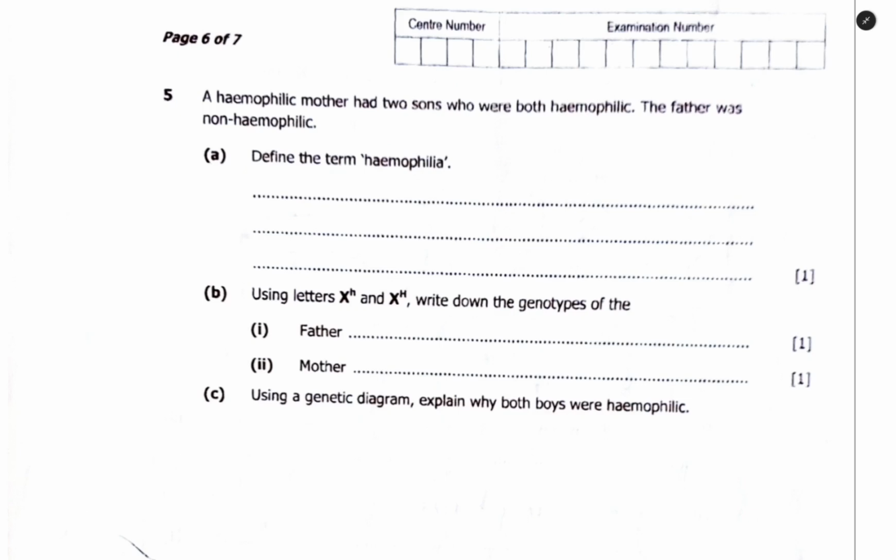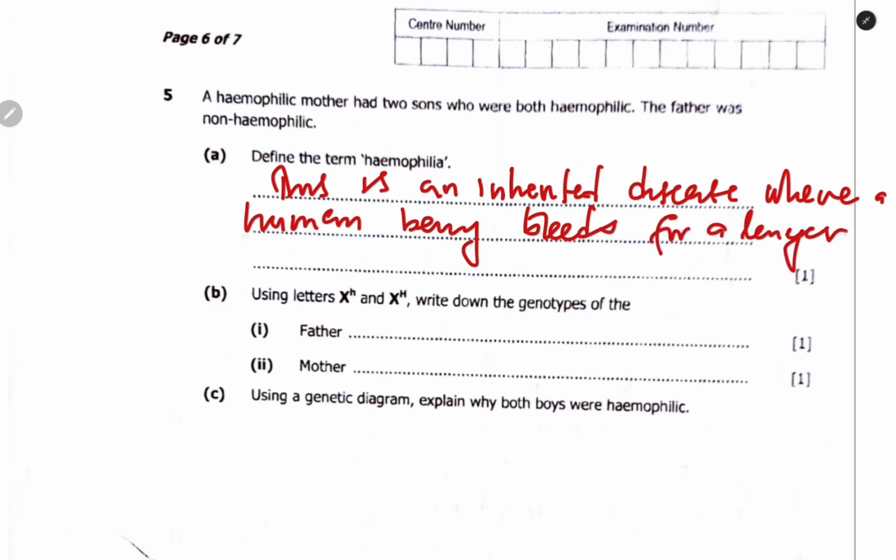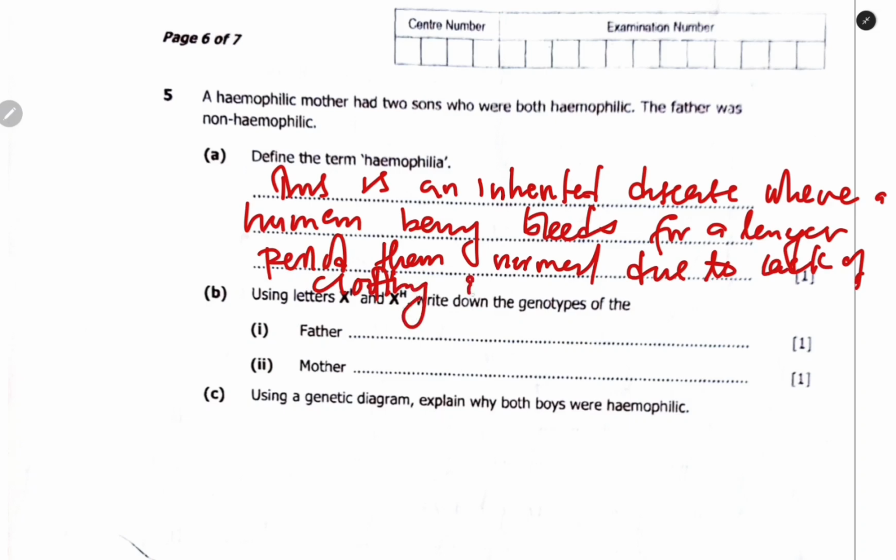So define hemophilia. For hemophilia, we can say this is an inherited disease where a human being bleeds for a longer period than normal due to lack of clotting factors in blood.